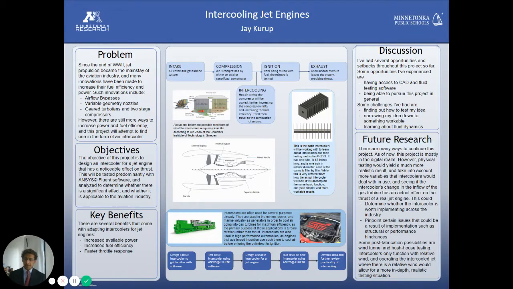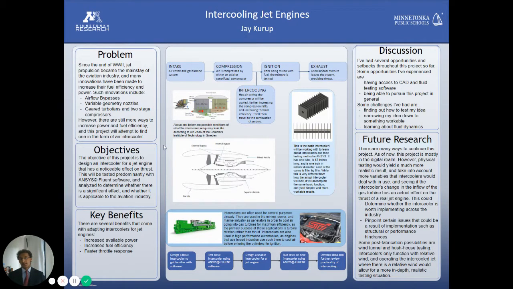After that, the next obvious step would be to test that intercooler using the same software and the same techniques I used for the basic intercooler, and then develop data and review how all of that culminating evidence can help decide whether it is practical and worthwhile for the aviation industry.